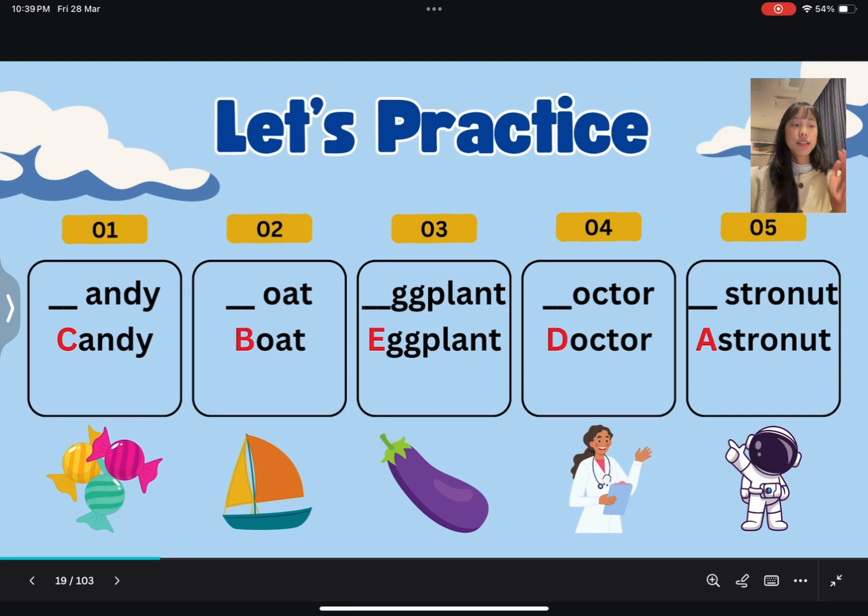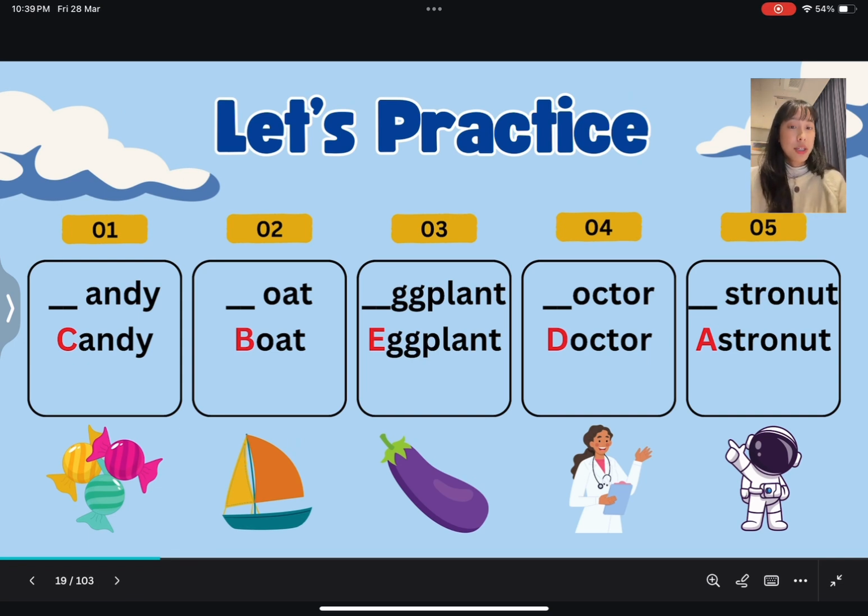eggplant, the doctor, astronaut. So usually how I would present this is I start with the hardest one. So just the word. For example, candy. Candy. If they have no clue, then I would give them some hints. For example, candy. Give them a little bit more that they can work with, some scaffolding here, right?